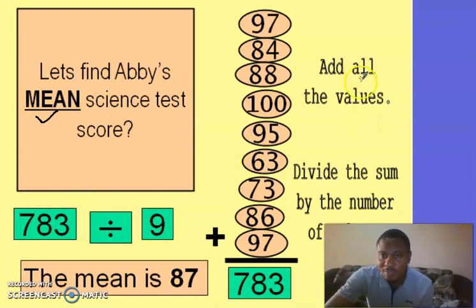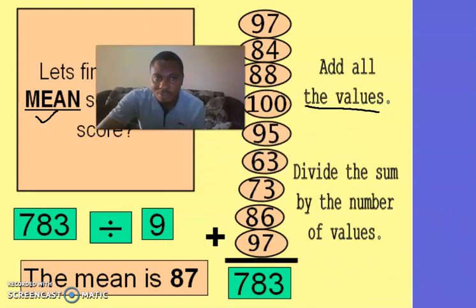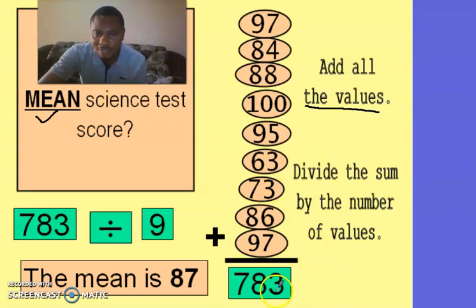So what do we do? The first thing we do is to add all the values. And when we add all the values, what are we going to get? We will get 783, divided by the number of tests, which is 9, gives us 87. So it's telling us that the average score he got was actually 87%. That was the average score he got.